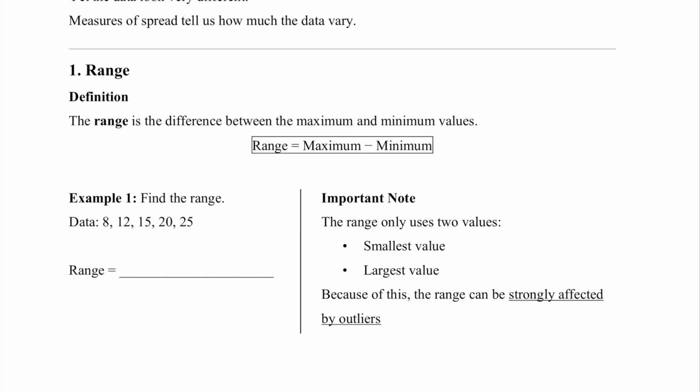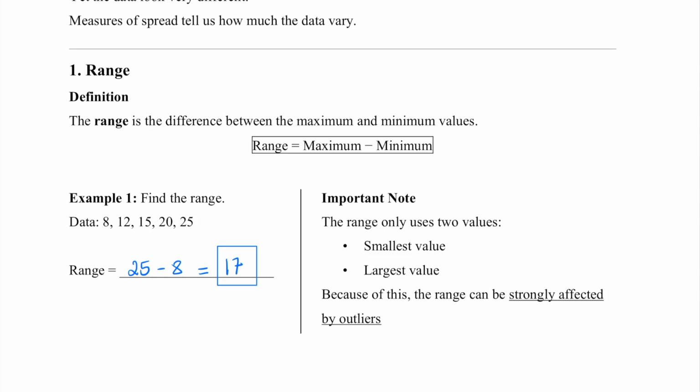Let's look at example 1. We have this data set and we want to find the range. The largest value is 25 and the smallest value is 8. The range equals the maximum minus the minimum, so I take 25 minus 8. And that equals 17. So the range is 17. Notice that the range is very easy to calculate. We only need two numbers from the entire dataset.